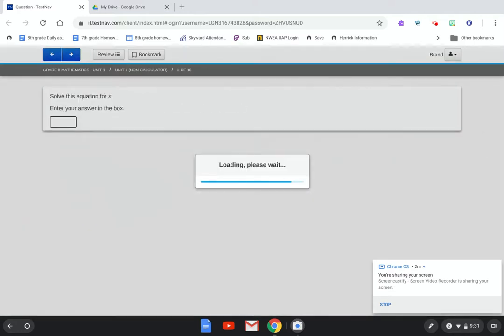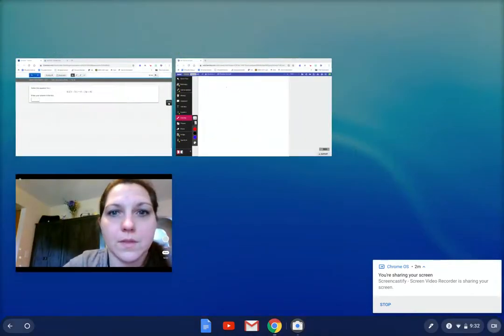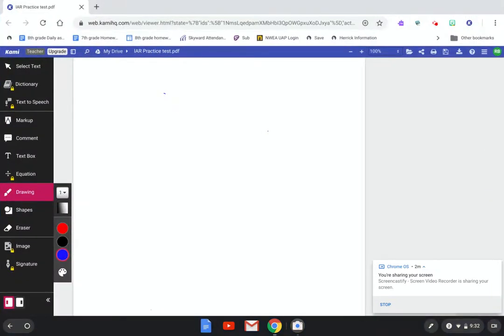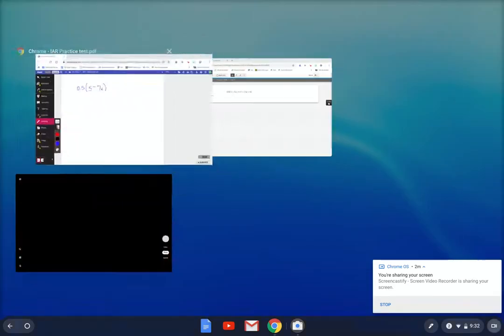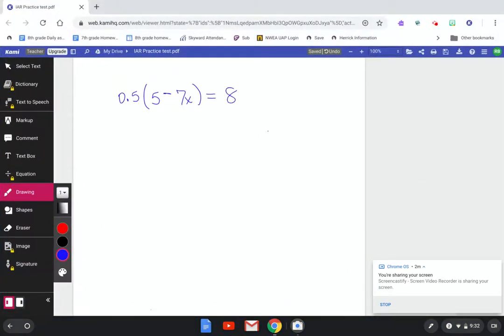All right, next question. This one I'm going to write on this piece of paper. So let's see if I can remember it. 0.5 times, I think it's 5 minus 7x. Let me make sure I'm copying it down right. Equals 8 minus 4x minus 6.